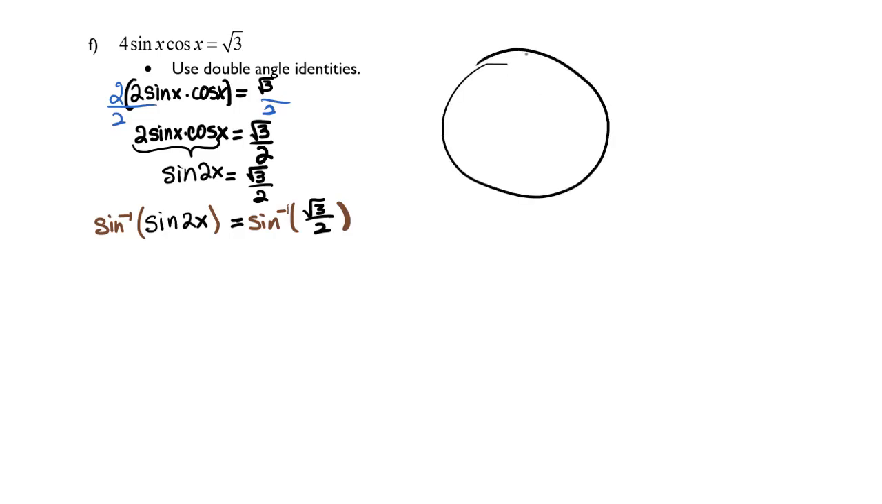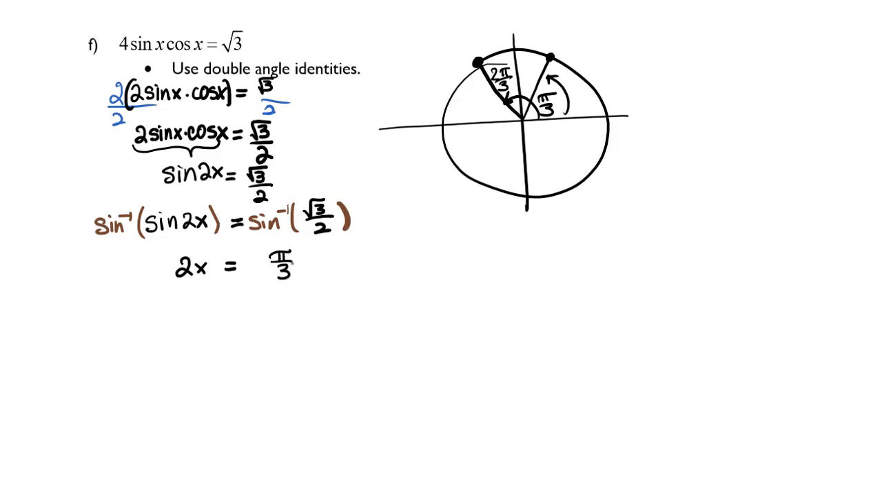And if I look at a unit circle, I happen to know that root 3 over 2 occurs at pi over 3 and also at 2 pi over 3. So I have 2x is equal to pi over 3, and also 2x is equal to 2 pi over 3.